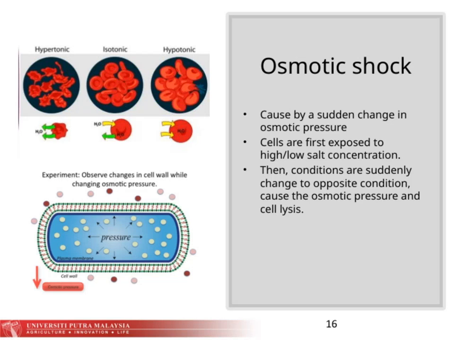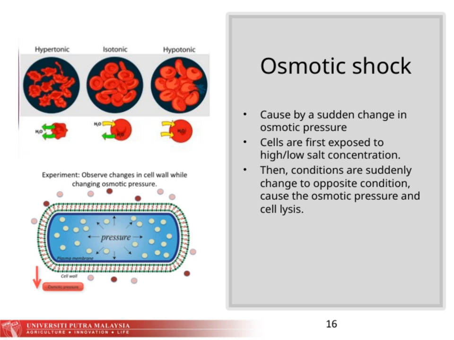All right, now let's talk about osmotic shock. This occurs when there's a sudden change in osmotic pressure that impacts cells. Basically, cells are first exposed to either a high or low salt concentration, which causes water to move in or out of the cells gradually. But the real problem happens when the environment suddenly switches to the opposite condition.